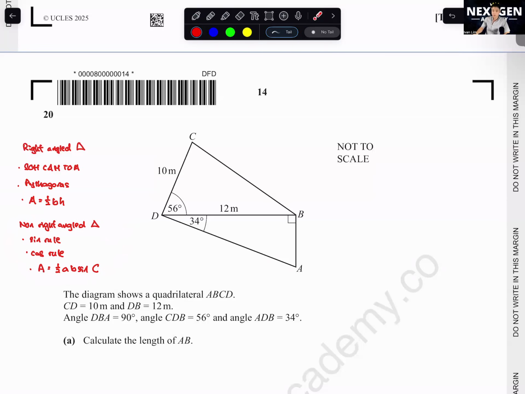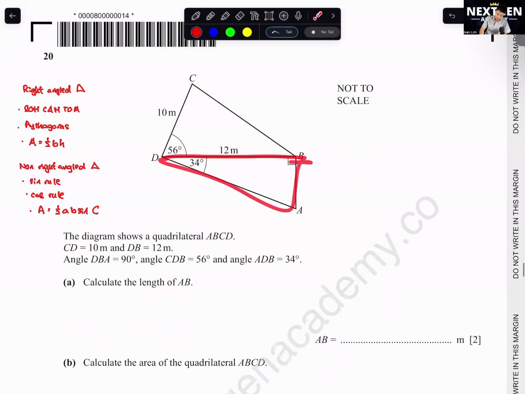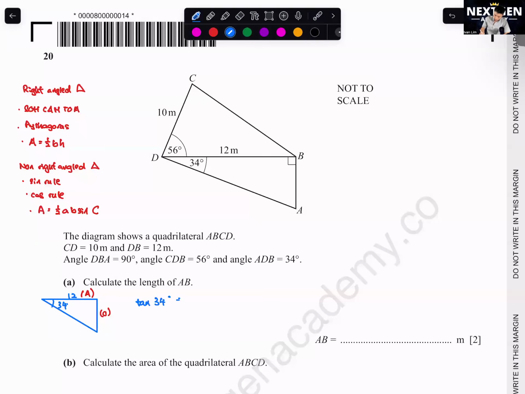So remember these 6 formulas. I think this question will use almost all the formulas. The diagram shows a quadrilateral ABCD. Calculate the length of AB. This is a right angle triangle, so we can use the angle that is given to us here. This is 12. We can use SOHCAHTOA. Tangent is opposite over adjacent.